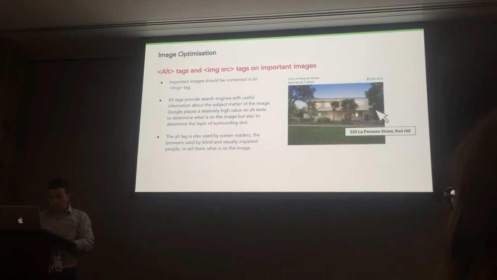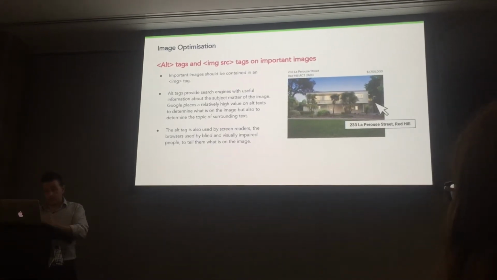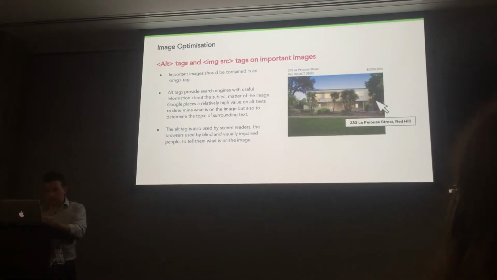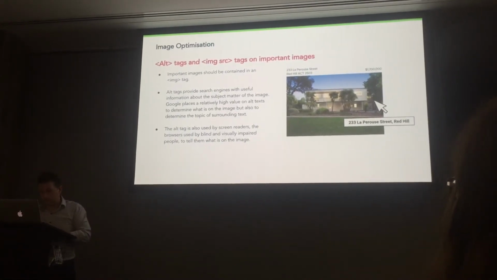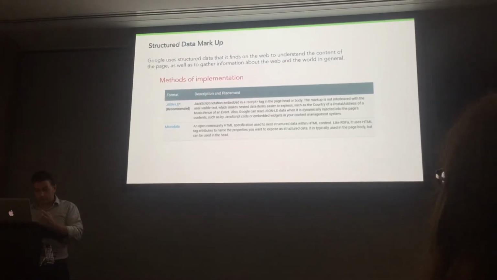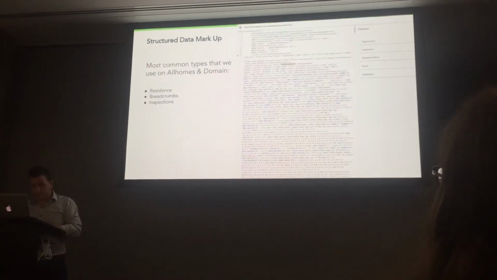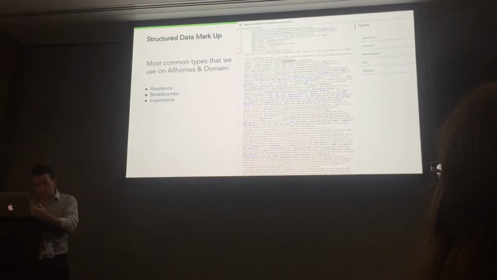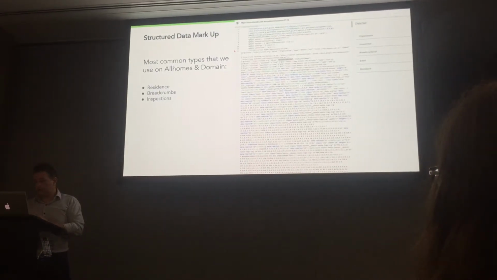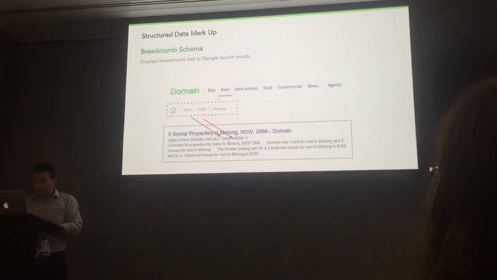So alt tags: if you can have the address of the property in the alt tag, that helps the search crawlers know that this is an actual address location. Structured data, which we recommend in JSON. And this is why residence, breadcrumbs, and inspections are probably the only three types that our content is most relevant for.